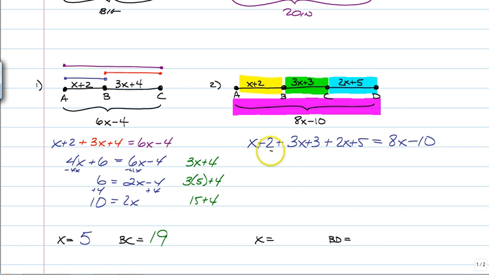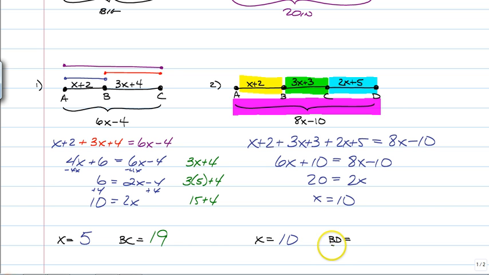So to solve, again, you just have to combine your like terms on the left side. x, 3x, and 2x is going to make 6x. 2, 3, and 5 is going to make 10. And that's equal to 8x minus 10. Solve. And you get x equals 10.